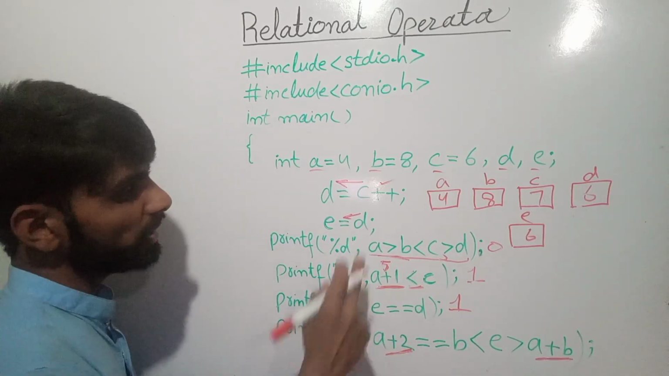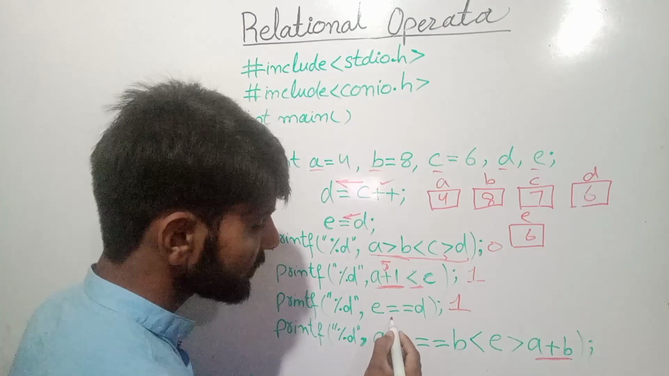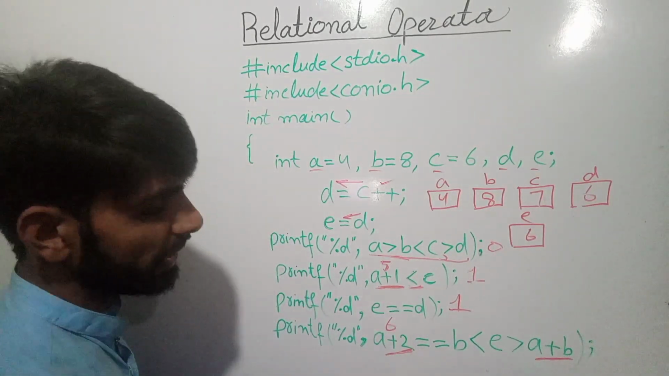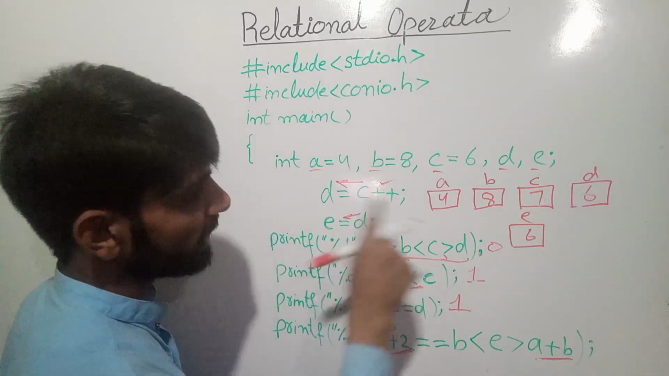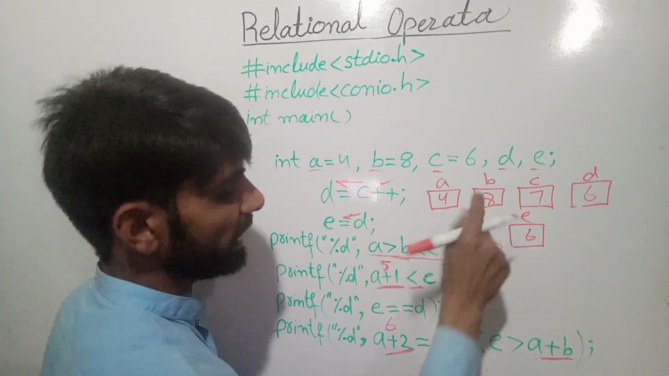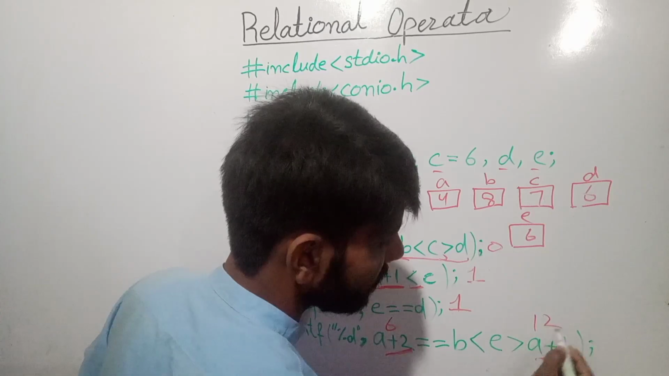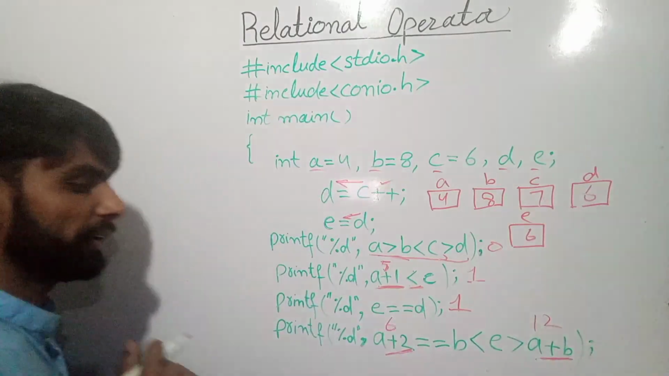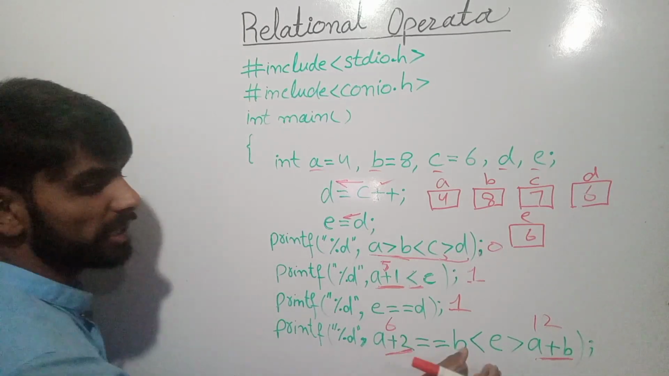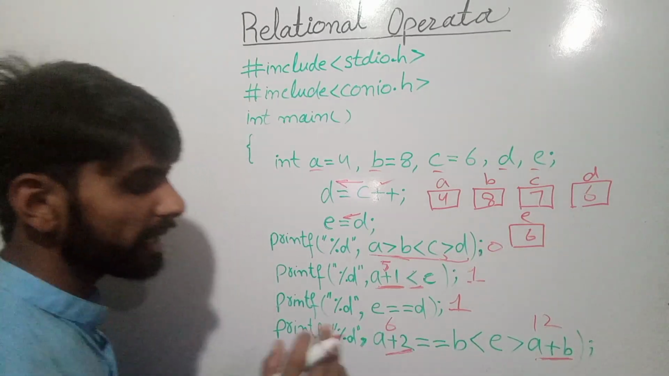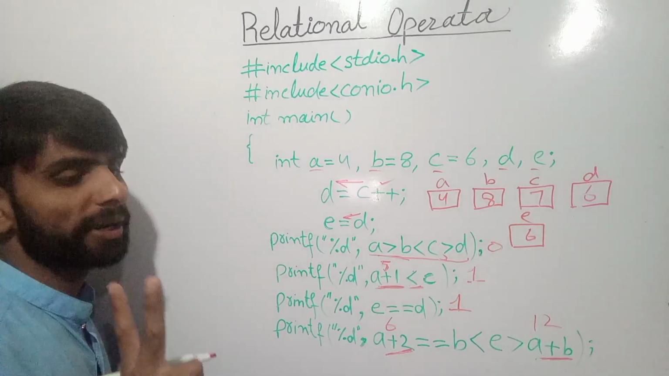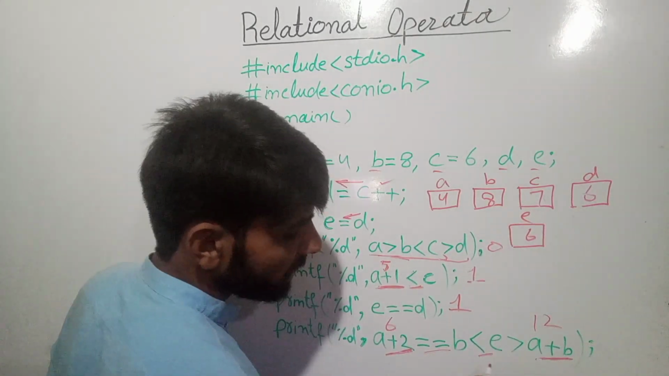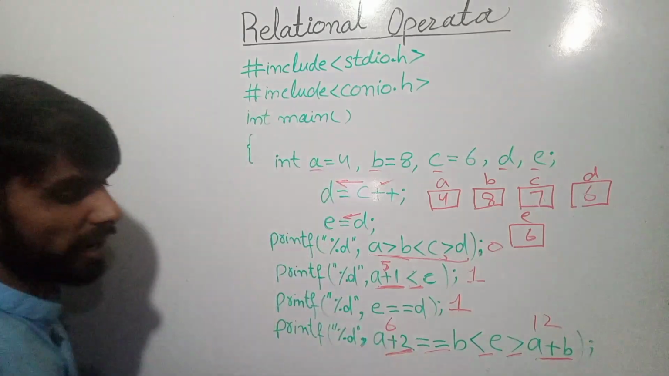So a plus 2, where a is 4, becomes 6, and a plus b, where a is 4 and b is 8, is 12. First these two operators will be evaluated. So now we will perform the relational operators. In the relational operators we also have two kinds of operators: first the equality operator, and after that the less than and greater than operators.